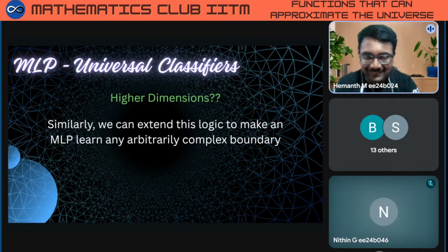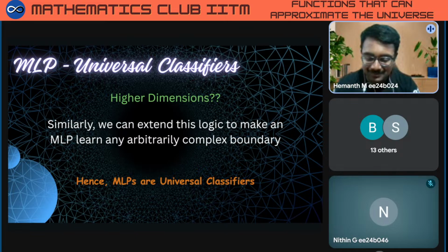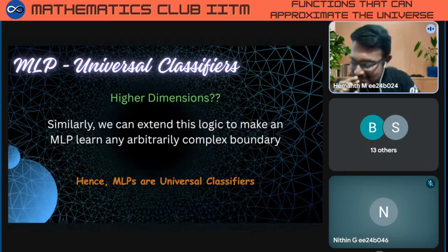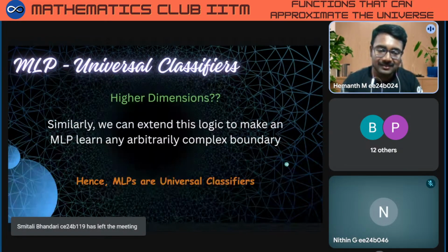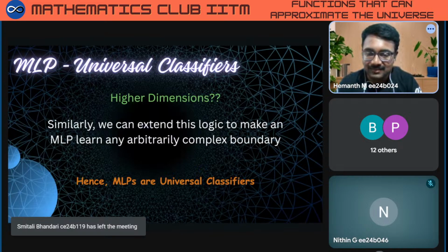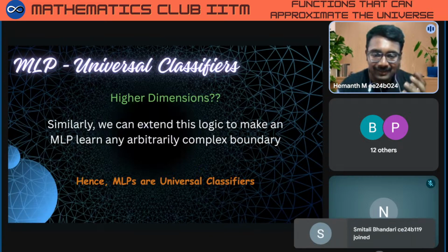Now, why did I take 784? Because that will come later on. So the main idea behind all this discussion till now is that MLPs are universal classifiers. If you have any doubts about what it means to say it is a universal classifier, it means that it can classify or learn any region in any dimensional space. You just have to have a sufficiently large network to learn that. If you have that, then fine.